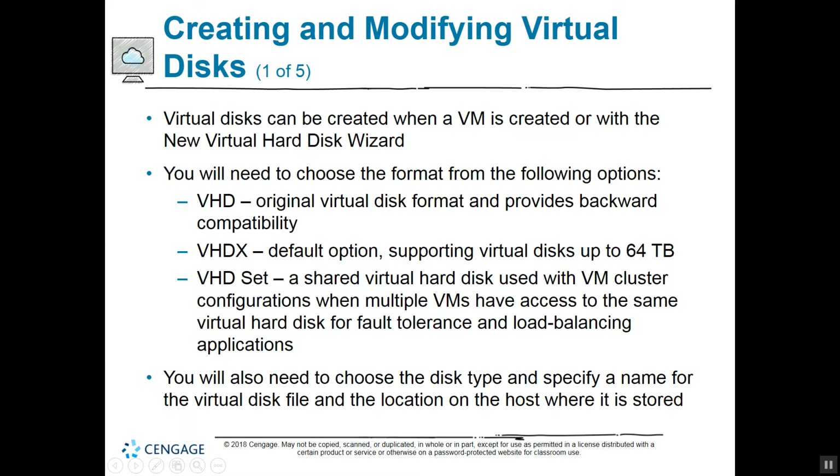And we've talked about those first two previously. But a VHD set is a shared virtual hard disk used with VM cluster configurations when multiple VMs have access to the same virtual hard disk for fault tolerance and load balancing applications. You'll also need to choose the disk type and specify a name for the virtual disk file and the location on the host where it's going to be stored.